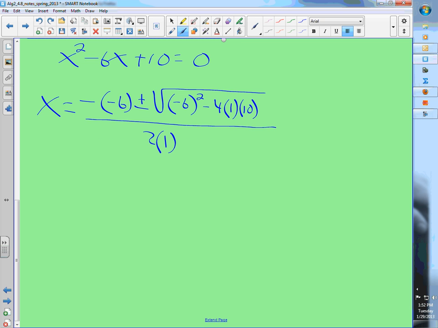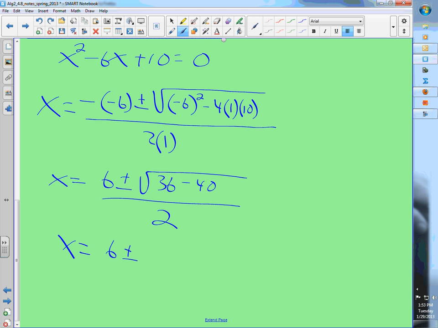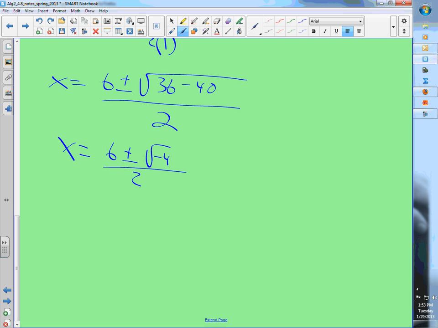So now it's about simplifying. X equals 6 plus or minus 36 minus 40 over 2. And I saw a lot of people who had stuff that looked like that. And then x equals 6 plus or minus square root of negative 4 over 2. And then I saw people deviating from what they showed from here, trying to skip steps. That's not doing you any good. The square root of negative 4 is 2i over 2.